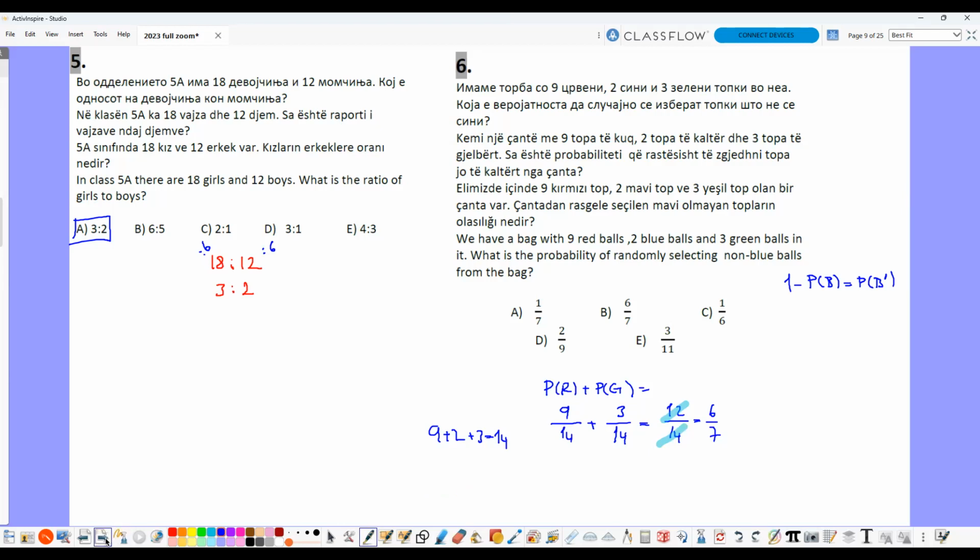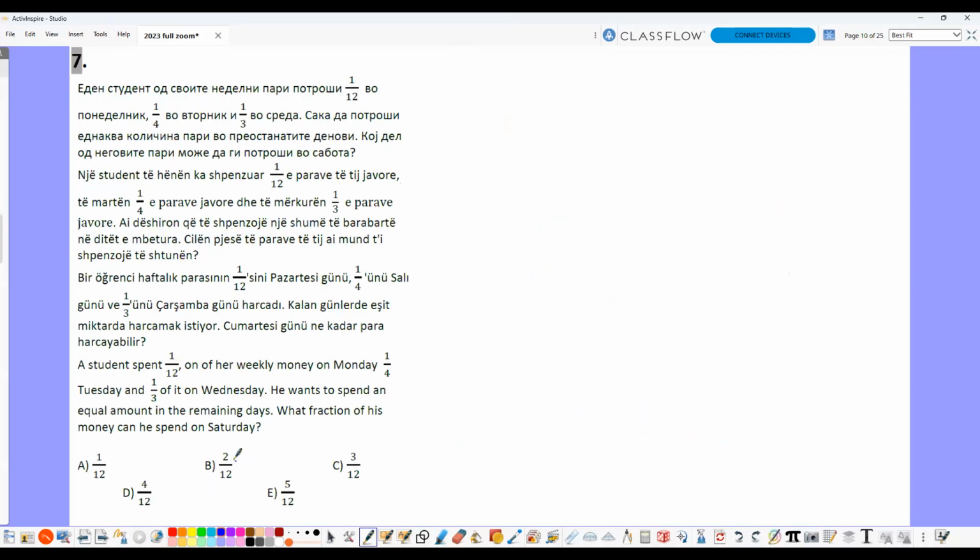Okay, let's continue with the next question. Actually, I didn't circle, but the answer is B. Here in this question, we are going to work on fractions, a simple fraction question, and we have to construct the equation. A student spent 1/12 of his pocket money on Monday, 1/4 on Tuesday, 1/3 on Wednesday. He wants to spend an equal amount in the remaining days. What fraction of money can be spent on Saturday?